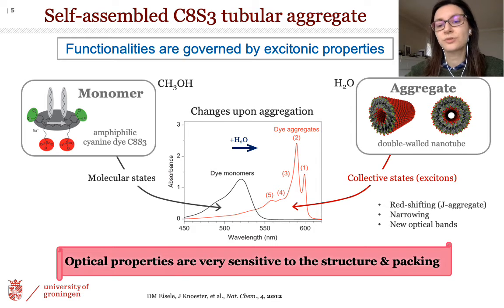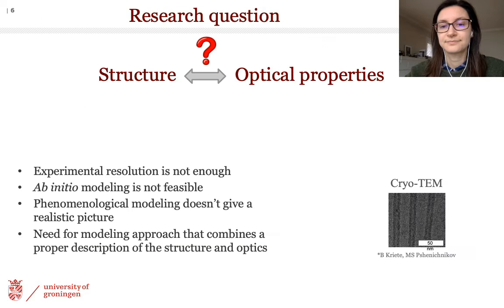It is important to note that the excitonic properties, and thus the optical properties, of the aggregates are highly sensitive to the aggregate structure and molecular packing in it. The important question is, what is the relationship between the structure and optical properties? In order to understand the functionality of existing systems, or furthermore to design new materials, we need to address this question. Experimental resolution is not enough to see the details of the structure.